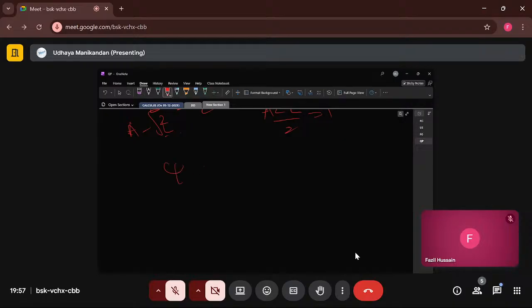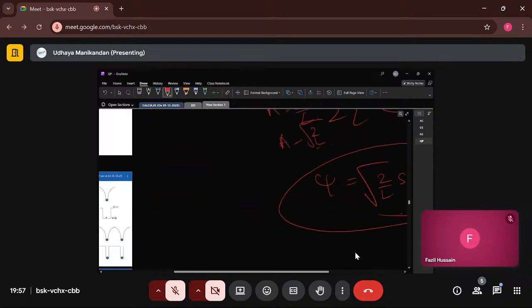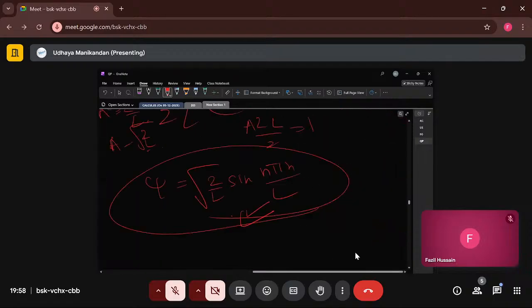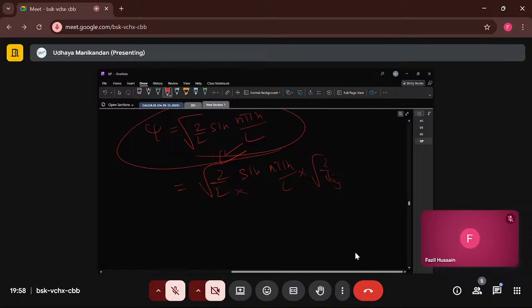So you can just write, upgrade your wave function. A is nothing but root of 2 by L, so it is root of 2 by L sin n pi x by L. So this is your entire wave function formula for a one-dimensional potential. When you have more dimensions, you can add them here. Let's say you have y also: root of 2 by L sin n pi x by L into root of 2 by L, Lx, Ly, sin n pi y by L, and then Lz, sin n pi z by L. So you can always do that. That is the expression for the wave function.